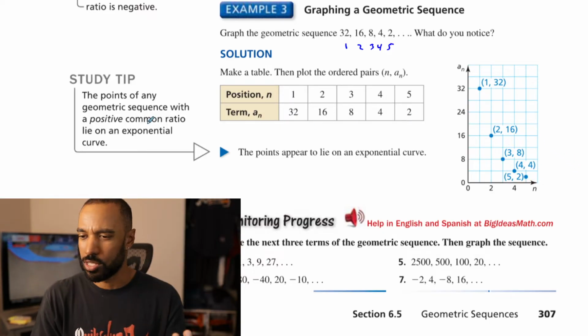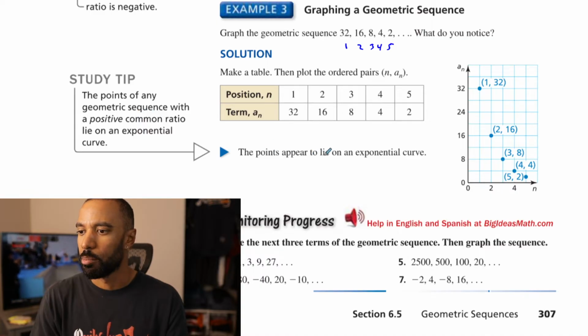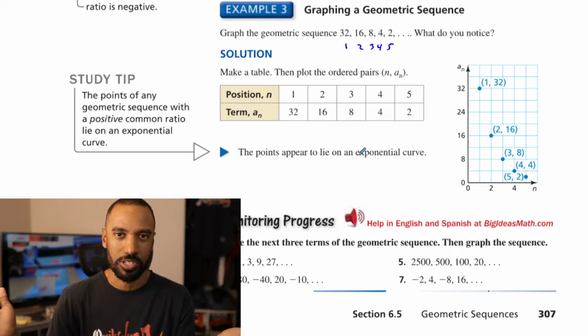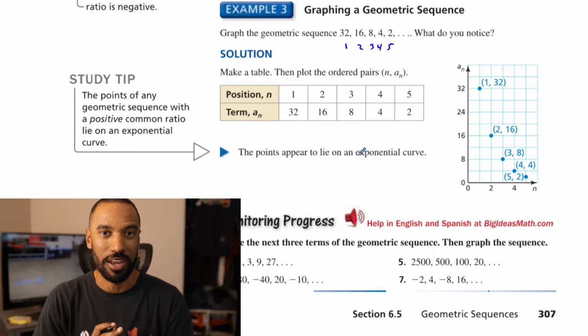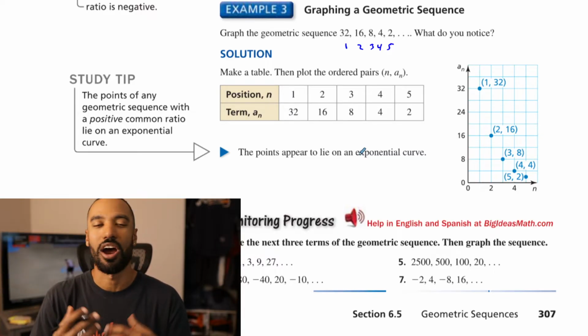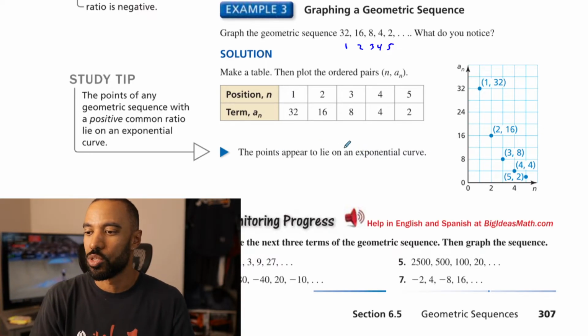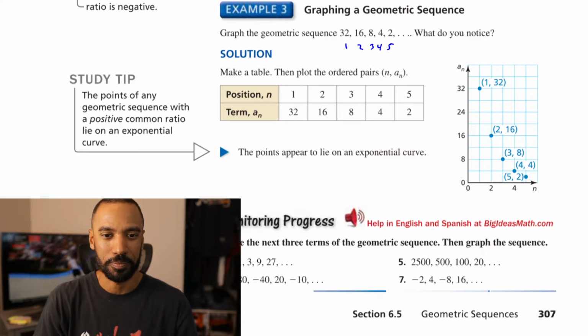So, oh, wait, this is an example. Let's see. The points appear to lie in an exponential curve. So they notice the same thing. If they're going to ask that each time, I don't know how to state it differently. Geometric sequences are like exponential functions, right? So they appear to lie on an exponential curve there.